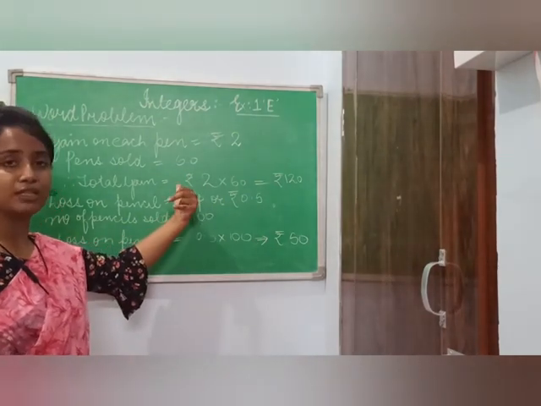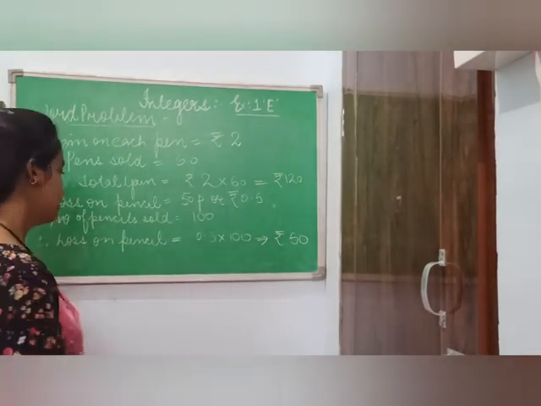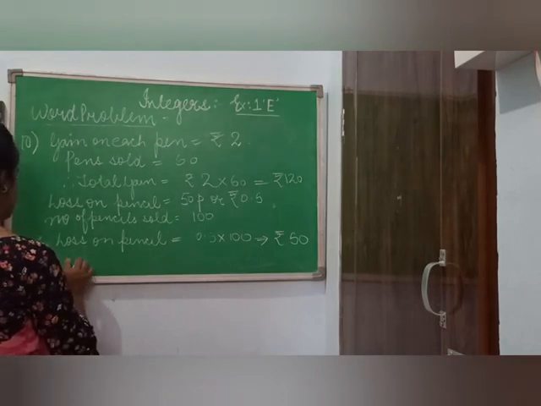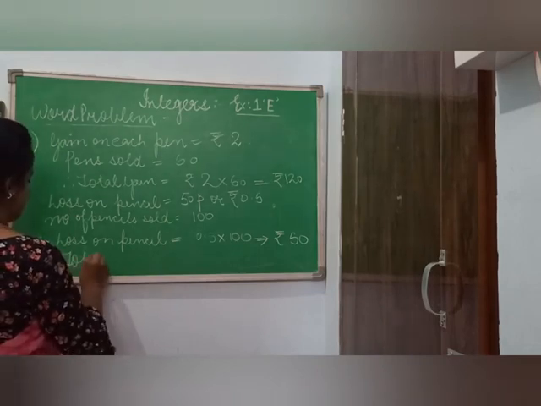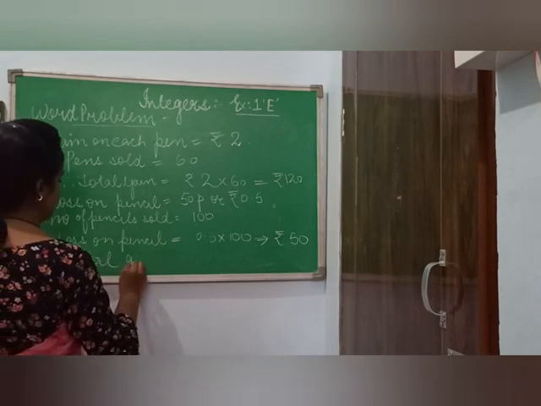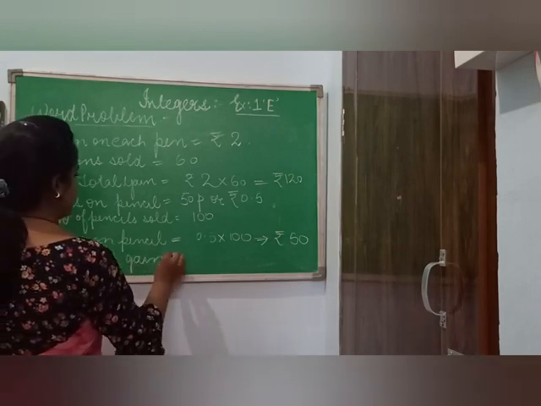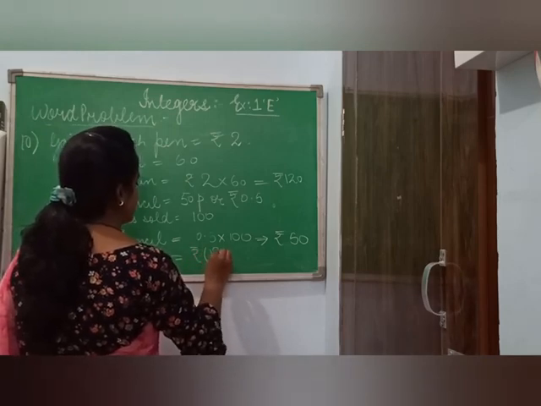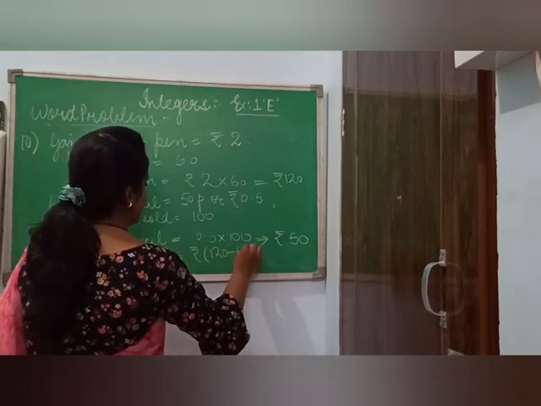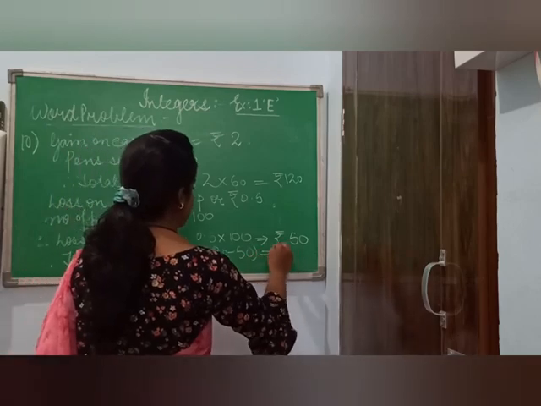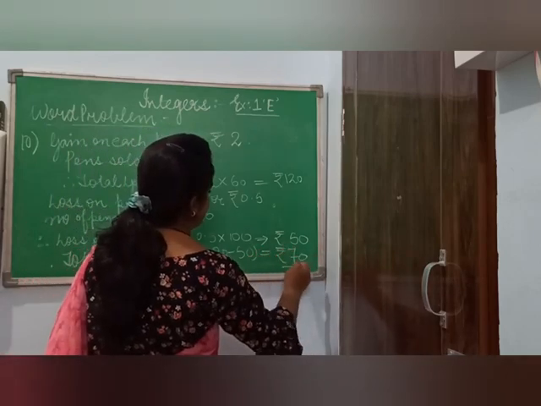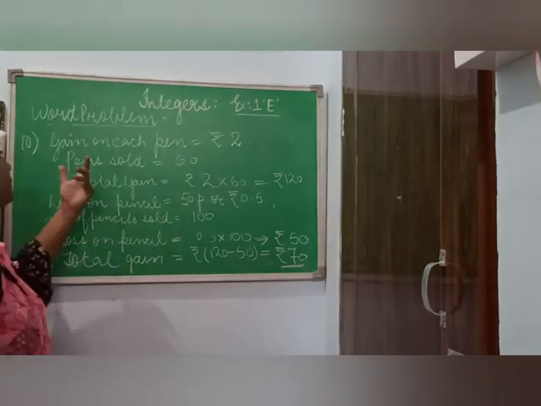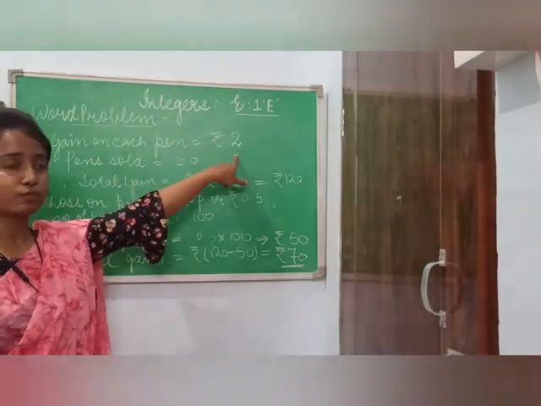Therefore the gained money is more than the money lost. Therefore he will have a profit in the total transaction. Total gain is equal to ₹120 minus 50, that is ₹70. So he gained ₹70 in the whole transaction, because for each pen he gained ₹2.